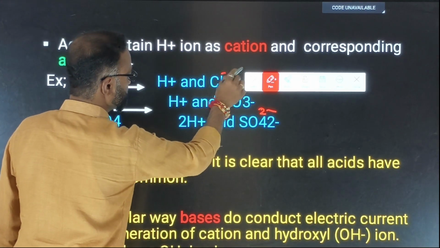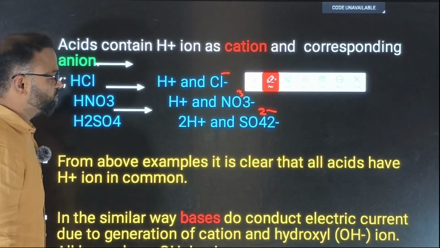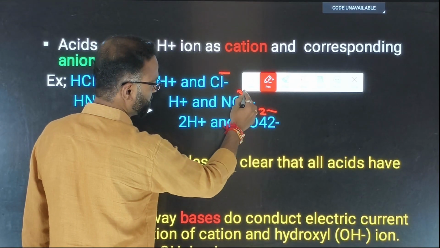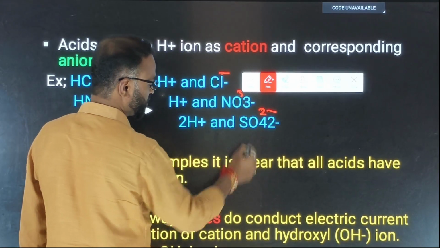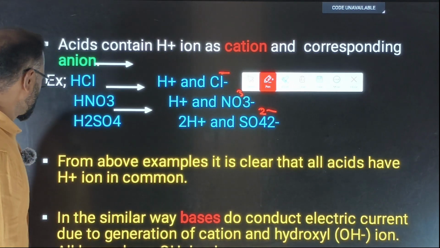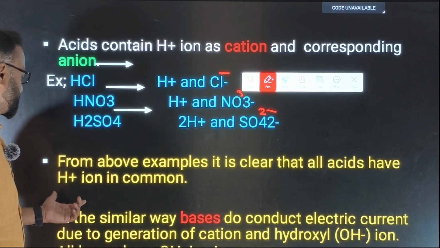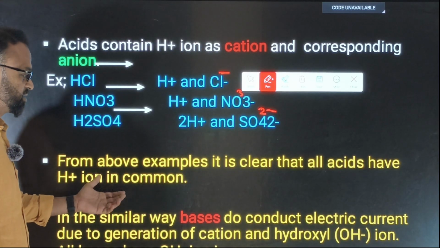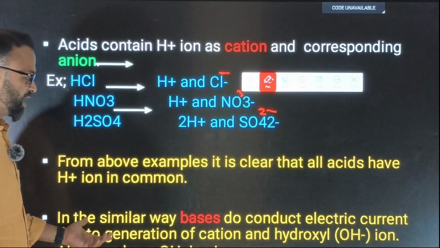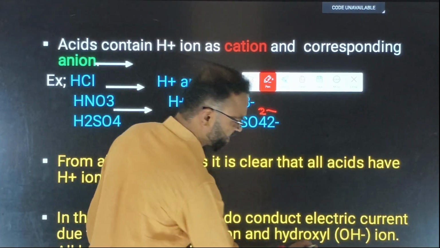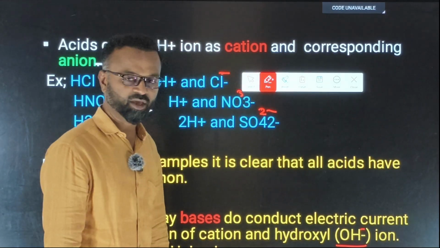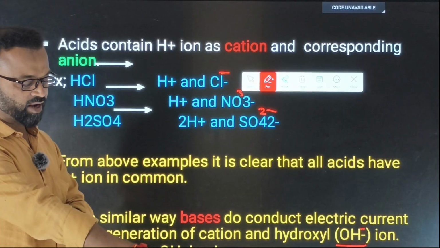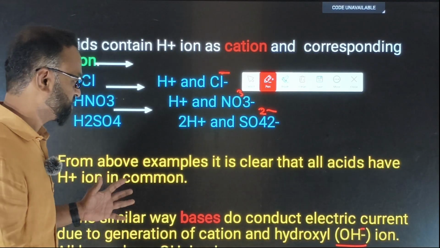Just excuse me, because these symbols are on the right side. Always the Cl minus ion should come here, then 3 minus, 2 minus, so it should be in this position. Similarly, from the above examples, it is clear that all acids have H plus ions in common. That means cations are there. Similarly, bases also have cations and anions in the form of OH minus ion. Hence they behave as electrolytes, as they have ions and dissociate into these ions. So they can conduct electricity as they have the charges.